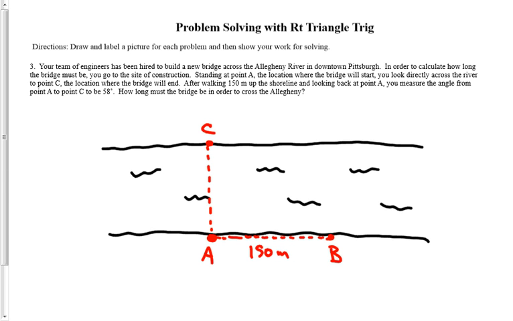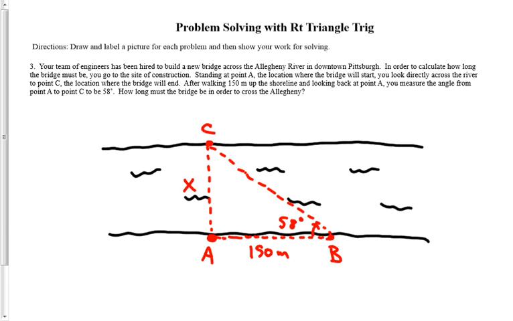After walking 150 meters up the shoreline and looking back at point A, you measure the angle from point A to point C to be 58 degrees. So I turn around, look back at point A, and then I measure the angle from A to C. And that angle is 58 degrees. How long must the bridge be in order to cross the Allegheny? Well, there's our bridge, right? So we have to solve for x.